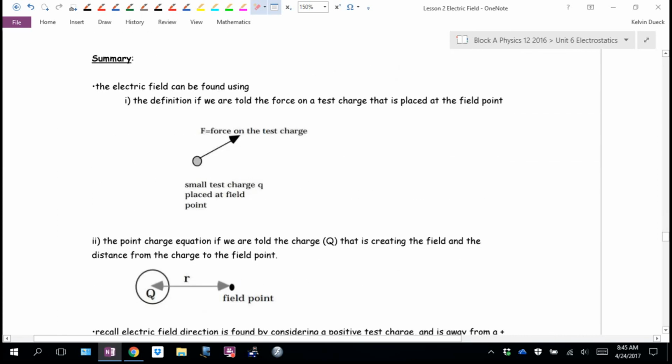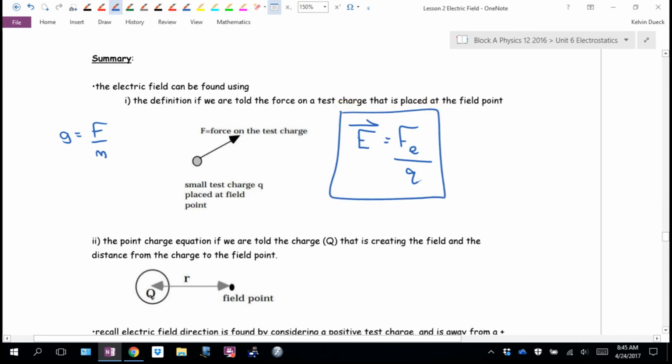Summary. This is where we left off. Electric field can be found using the definition if we're told the force on a test charge. So the same way that g is found by hanging a mass and measuring the force that it experiences. Electric field can be found if you know the electric force at a location and the charge at that location. This is the one that's on your formula sheet. I think it's the second equation you have.